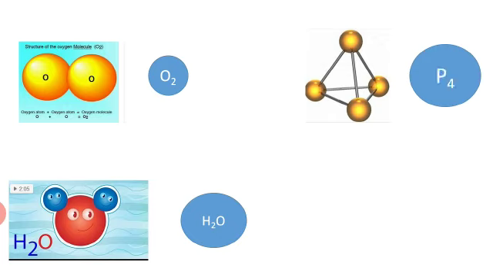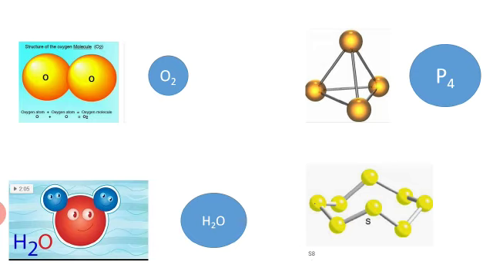This is phosphorus. 4 phosphorus atoms, polyatomic. So, atomicity is 4. This is sulfur. Yes, 8. So, atomicity is 8.